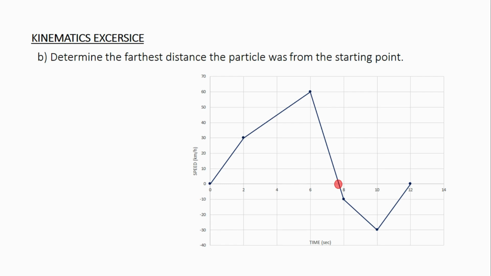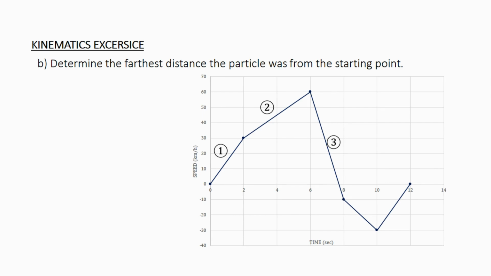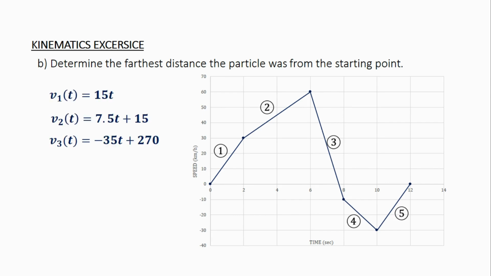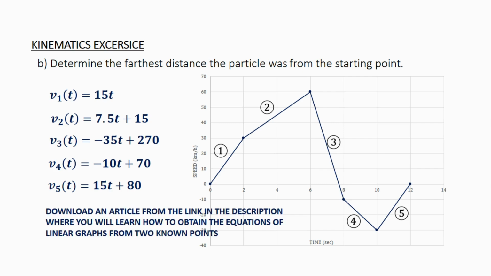This point from which it begins its return is the farthest point the particle reached, and is therefore of interest to us. We will again divide the graph into the 5 sections. Each of these sections has an equation as a function of time, which has been calculated previously and is presented below. If you want to know how these equations are derived, you can download the document from the link in the description of this video. You will find this and other necessary topics for solving this problem.